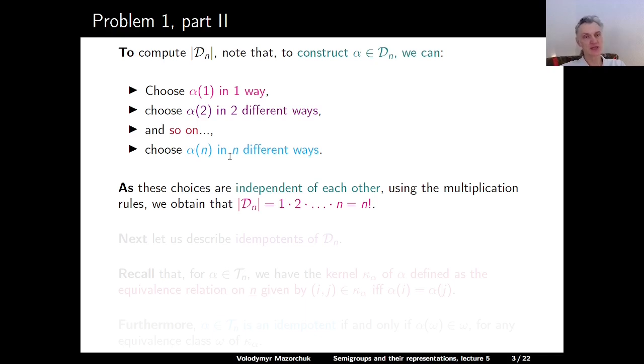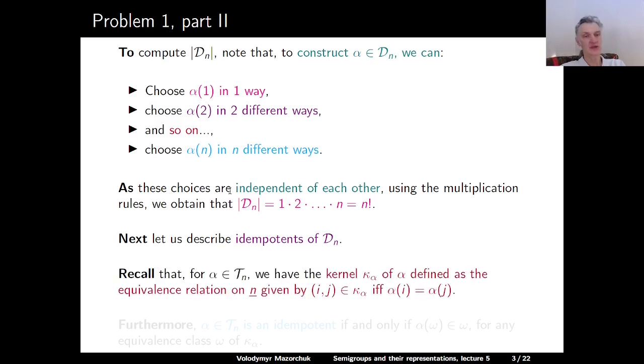So we can use the multiplication rule and conclude that the cardinality of Dn is equal to the product 1 times 2 times and so on all the way up to n. That is n factorial. So it remains to describe and enumerate the idempotents of Dn. Let us recall that for an element alpha of the full transformation semigroup Tn, we have defined the kernel of alpha, denoted kappa alpha, as the equivalence relation on our set n underlined, given by the following description: a pair i, j belongs to this equivalence relation if and only if alpha of i is equal to alpha of j.